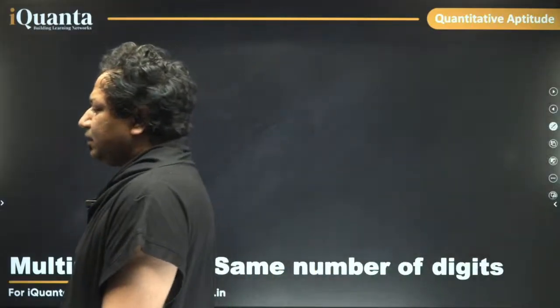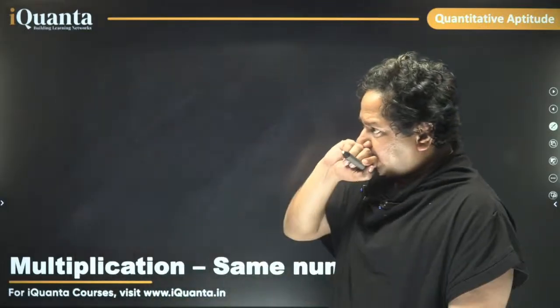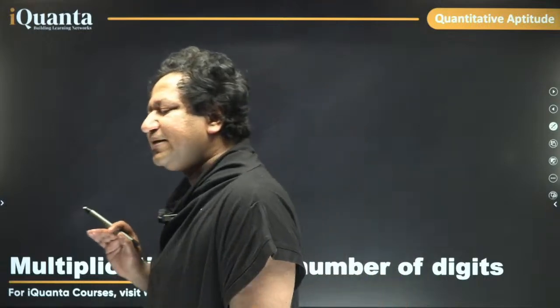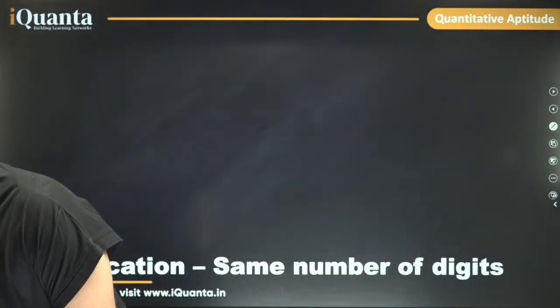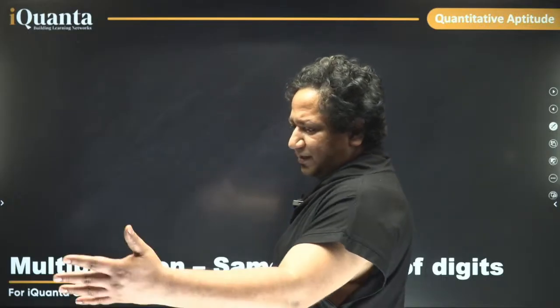Now multiplication is over, but at the very same time, I want you guys to look at something. There are some numbers which have got some kind of specific properties. Okay, specific properties.